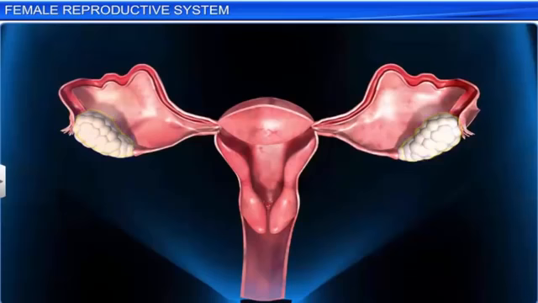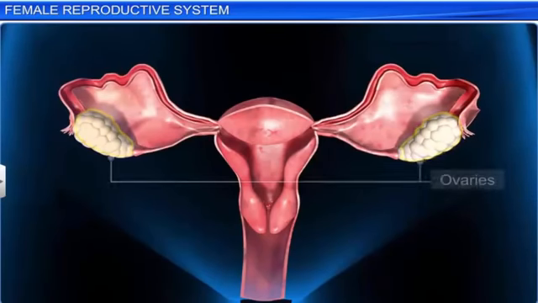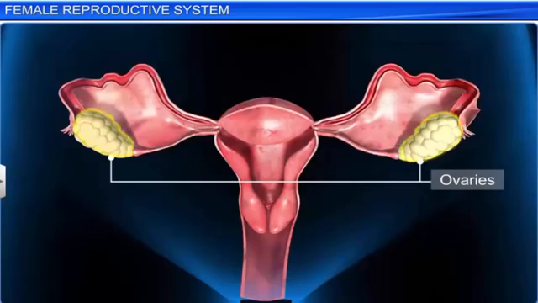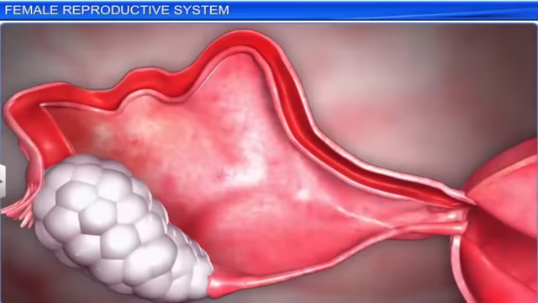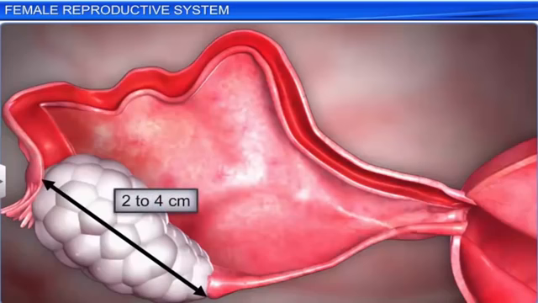The female reproductive system includes a pair of ovaries, located one on each side of the lower abdomen. They are the primary sex organs as they produce the ovum or the female gamete. Each ovary is about 2 to 4 centimeters in length. They are connected to the pelvic wall and the uterus by ligaments called mesovarium.